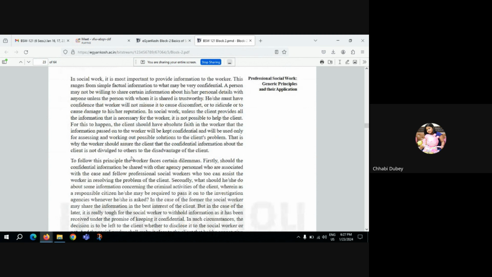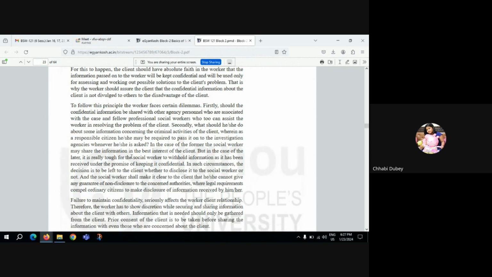Otherwise, the trust between the worker and the client cannot develop, that trust somehow does not come, and the client will not give any information to us in the future if he or she feels threatened about disclosing information, fearing that the social worker is going to expose it to somebody else.